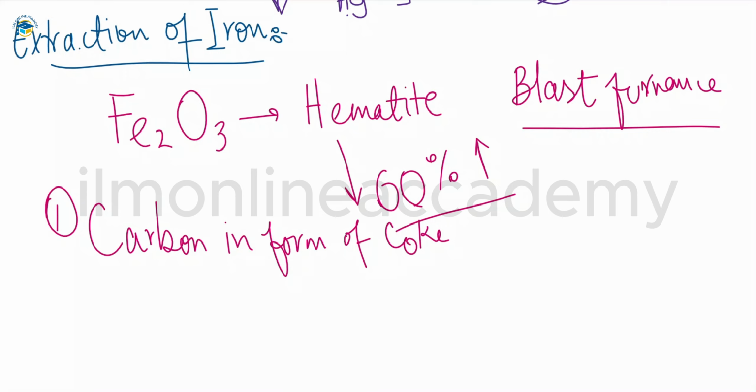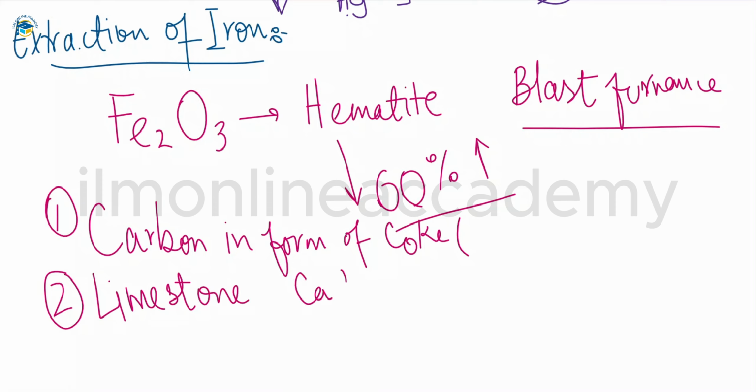Coke is made generally by heating the coal. And next thing that we require is limestone. The formula of limestone is CaCO3, which is also known as calcium carbonate.